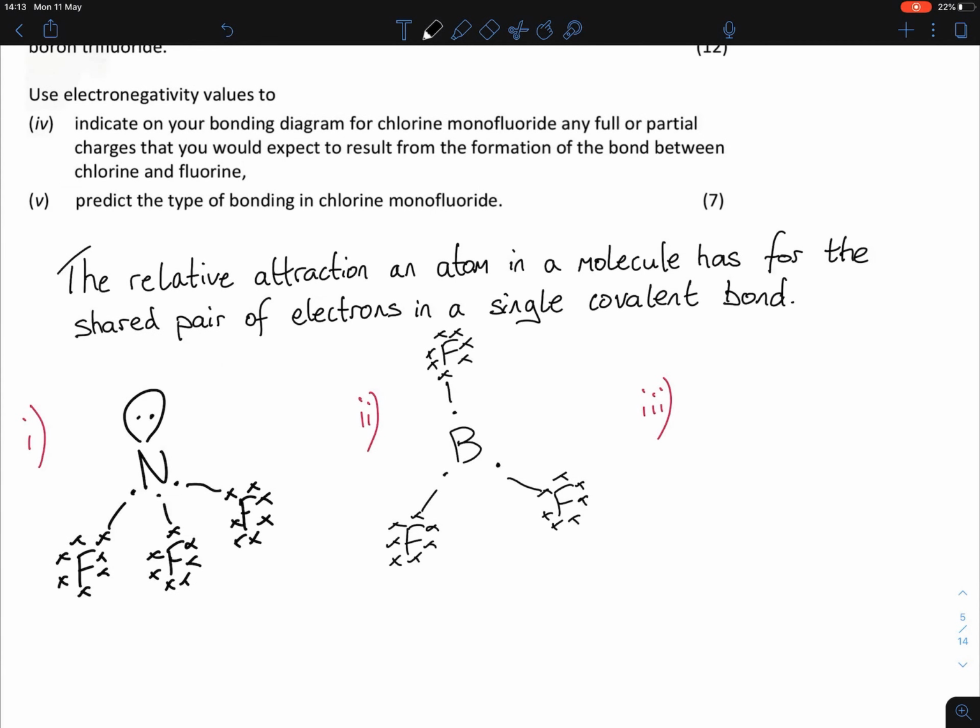So 1, 2, 3, 4, 5, 6, 7. Okay, so that's the only option we could get for that. So in this case here, it's going to be linear.